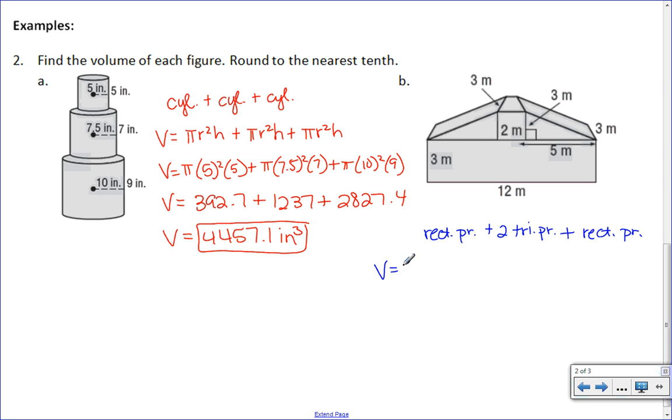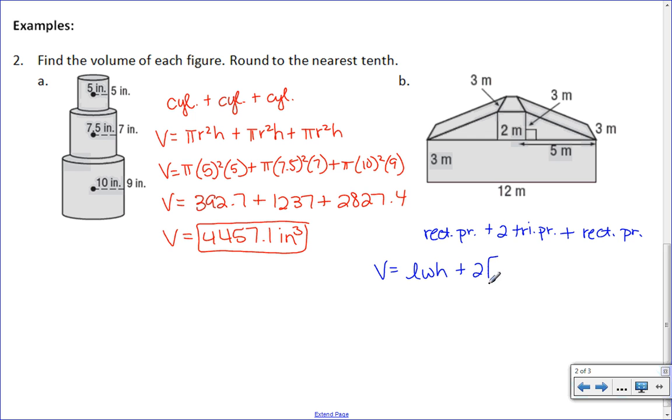Okay, so the formulas we need for each one. For a rectangular prism, we know we use area of the base times the height, and since the base is a rectangle, we can replace that with length times width. So for a rectangular prism, length times width times height.